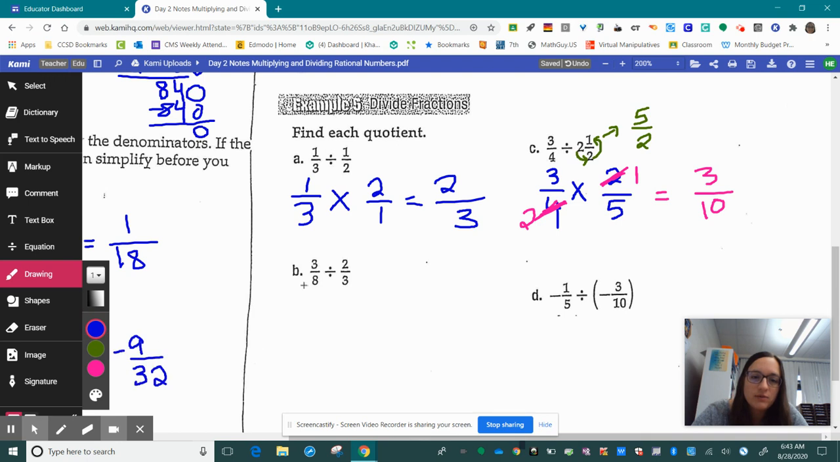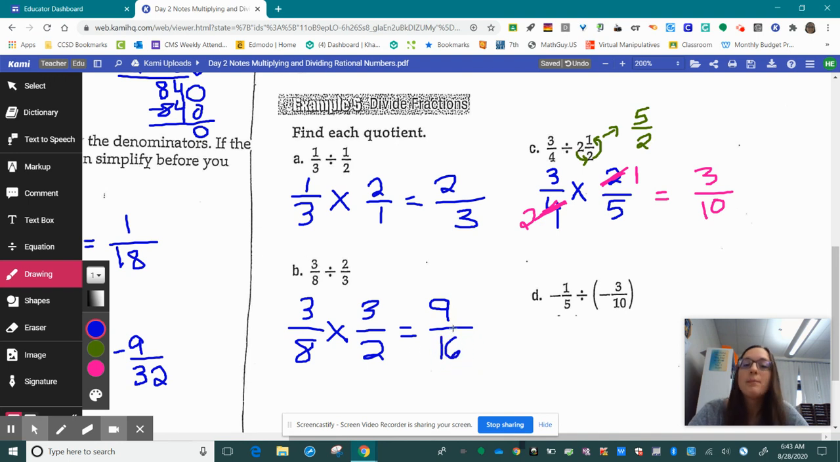All right, this next one should be pretty easy. We have our 3/8, and we're going to multiply by the reciprocal. So our reciprocal would be 3 halves. Oh man, nothing diagonal can simplify here. You can't simplify back at the beginning. You have to only do it when it's in the multiplication form. So we'll just multiply. 3 times 3 is 9. 8 times 2 is 16. Same signs, positive answer. Good to go.